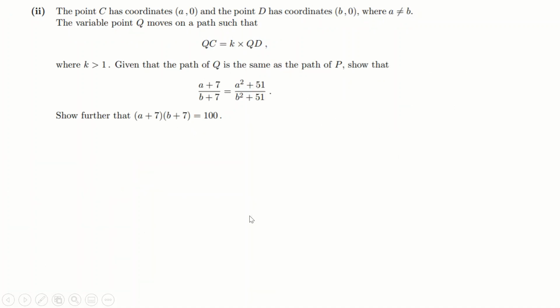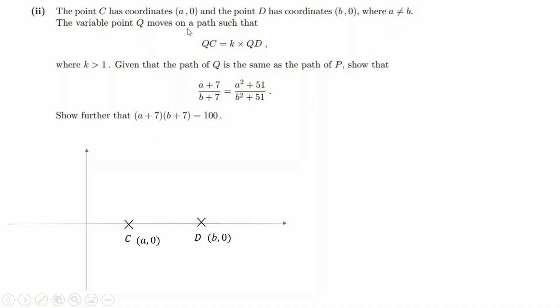So that's pretty cool. Part 2 then, very similar question, very standard for STEP. They're asking a very similar question here, they're just making it a bit harder. So point C has coordinates (a, 0), so that's on the x-axis somewhere at a. D has coordinates (b, 0), where a isn't the same as b, so they're not just on top of each other.